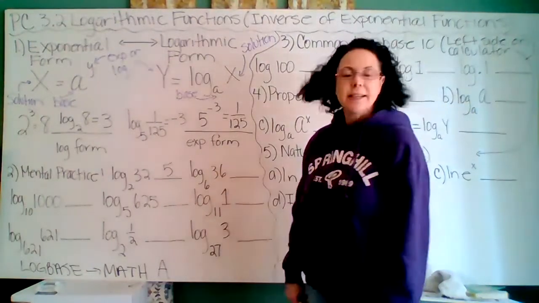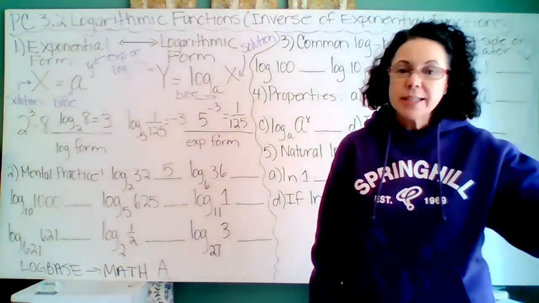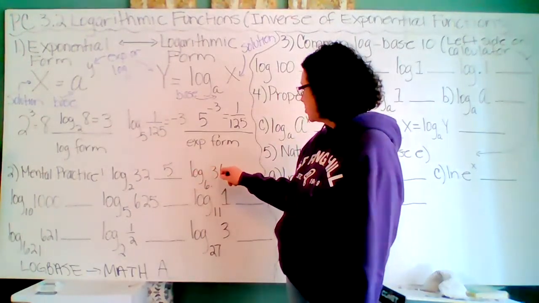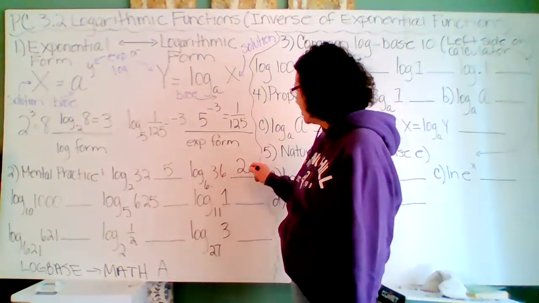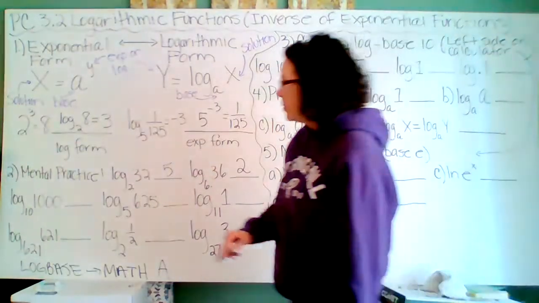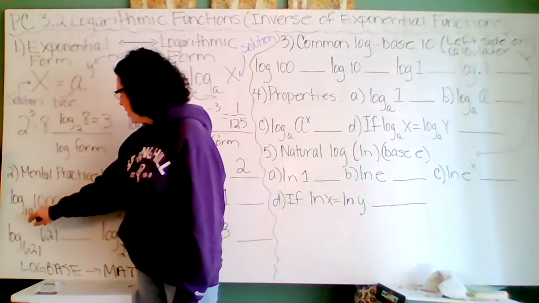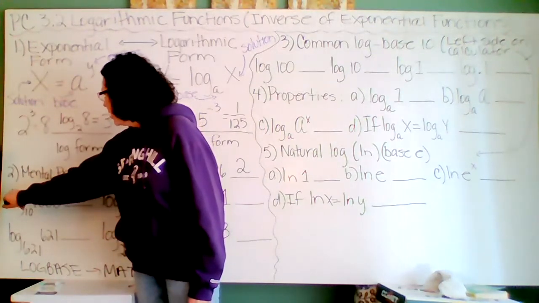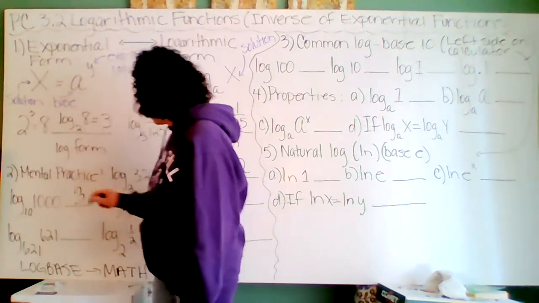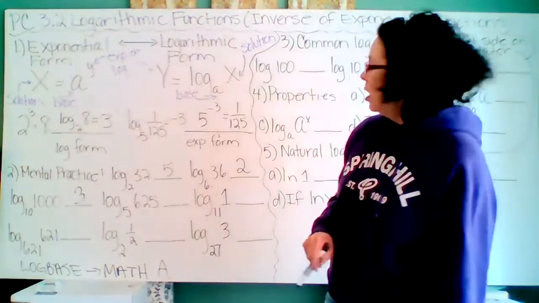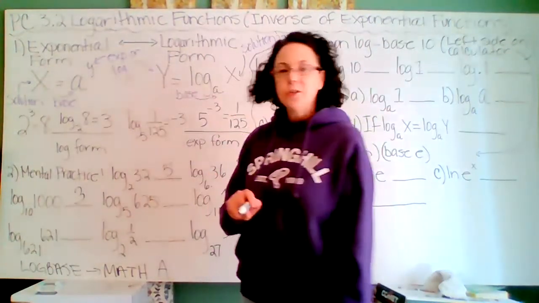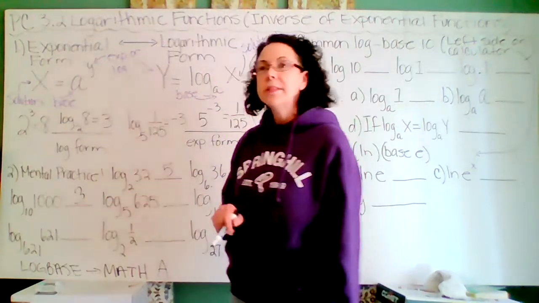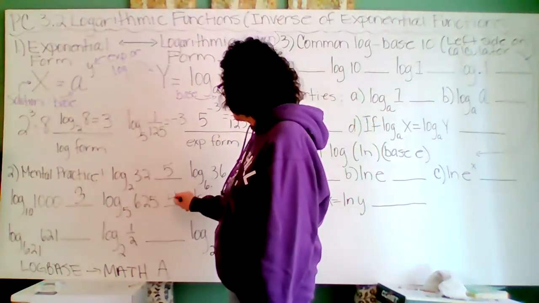Log base 6 of 36 is not 6. 6 times 6 is 36, I know that. When the base is 6, what's the exponent that equals 36? 2. Log base 10 of 1,000. So what would that be? When the base is 10, what is the exponent that gives you 1,000? That would be 3. Log base 5 of 625. When the base is 5, what is the exponent that equals 625? That would be 4.